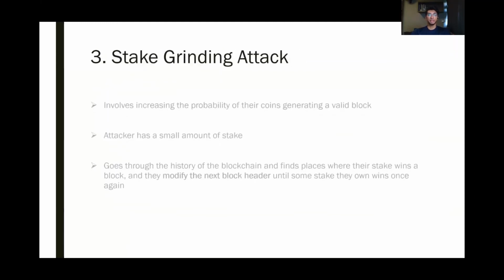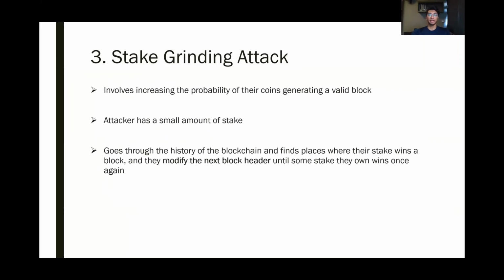The third type of POS attack we'll look at today is stake grinding attacks, where attackers can hold a small amount of stake and go through the history of the blockchain to find places where their stake wins a block. This will then modify the next block header in order to increase the probability of their coins generating a valid block subsequently.